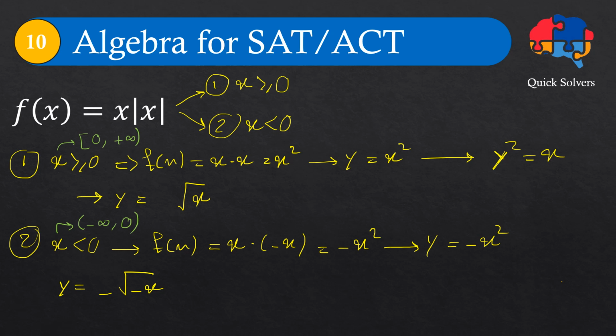So what we have here is that the inverse of f(x) is square root of x if x is positive, and the inverse of f(x) is minus square root of minus x if x is negative. So I can write it down here: the inverse of f(x) is square root of x if x is positive, and is minus the square root of minus x if x is negative.